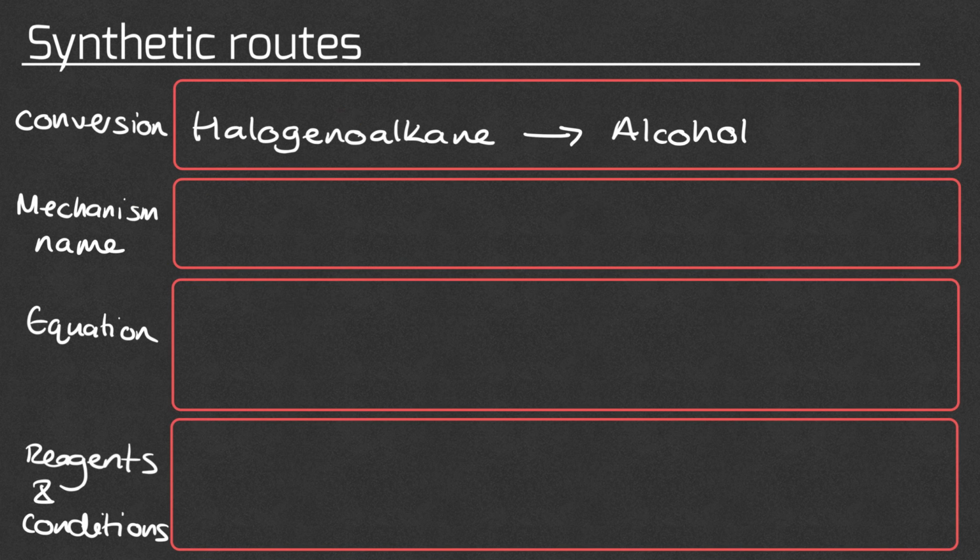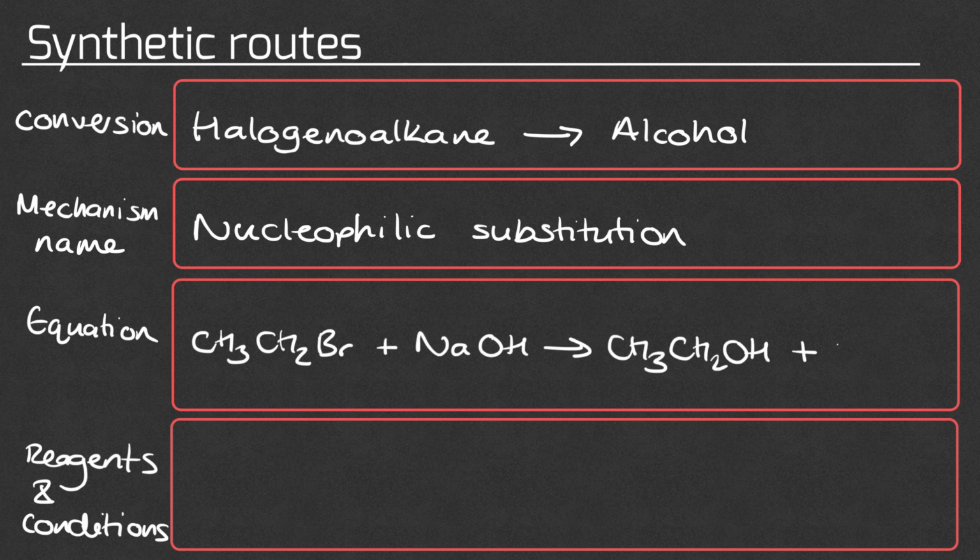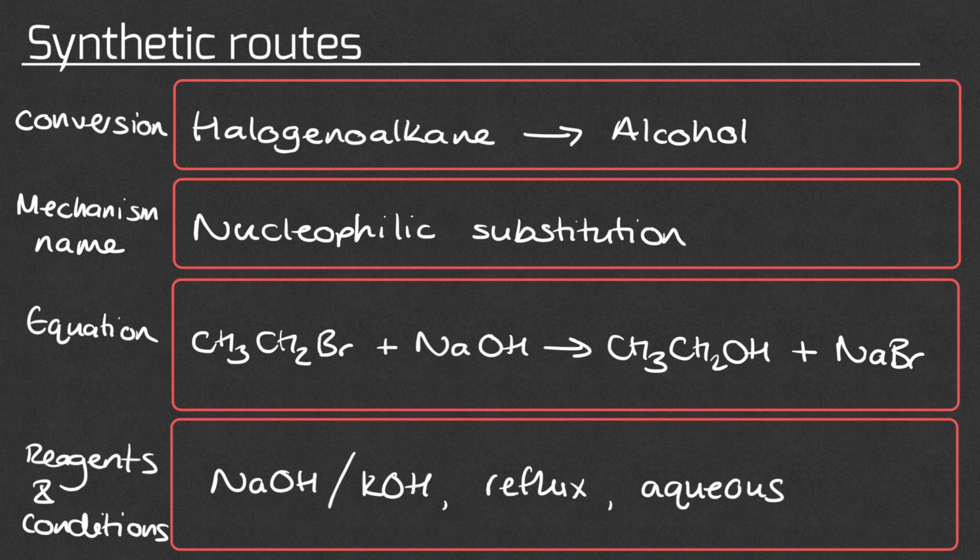For the conversion of a halogenoalkane into an alcohol, this is the nucleophilic substitution mechanism. An example equation shows our halogenoalkane reacting with sodium hydroxide to produce the alcohol and a sodium halide salt, in this case sodium bromide. Our reagents and conditions would be sodium hydroxide or potassium hydroxide in reflux conditions in an aqueous solvent.